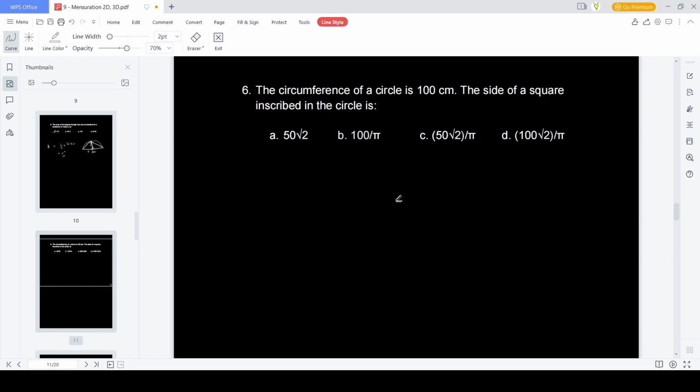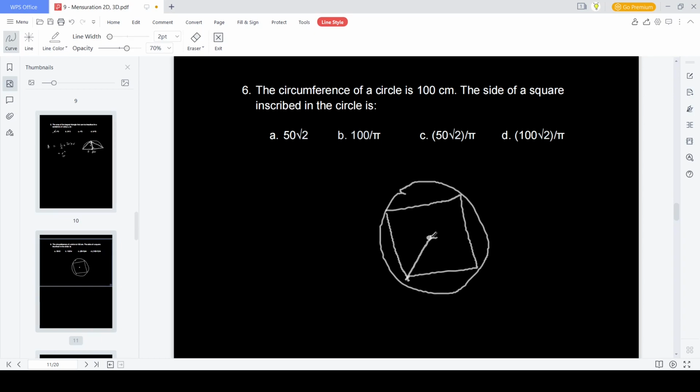Side of a square inscribed inside the circle is what? Okay, so if a square is inscribed inside a circle, then this angle is 90, because the whole 360 degrees is divided into 4 parts equally, so all are 90. 360 by 4. Fine. Now we have the circumference, and we need to find the side of the square, right? Now this side length we'll call A. This side length also becomes A.